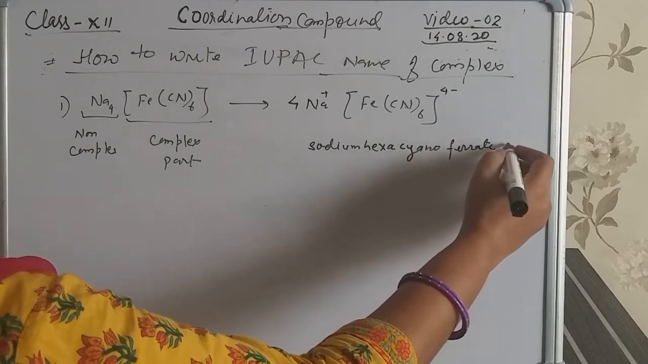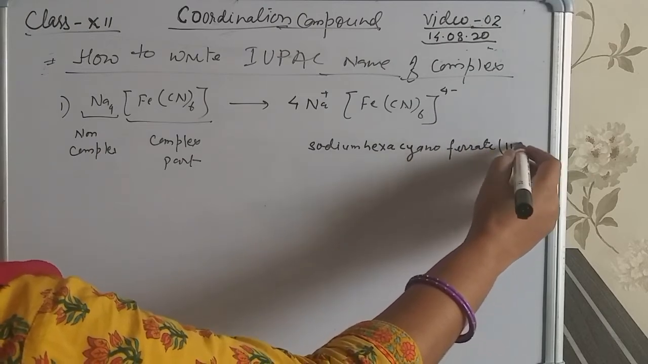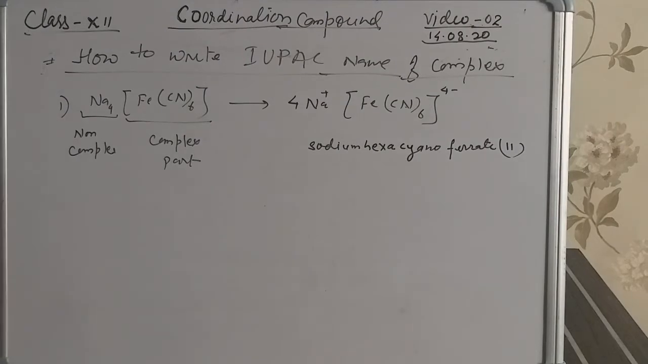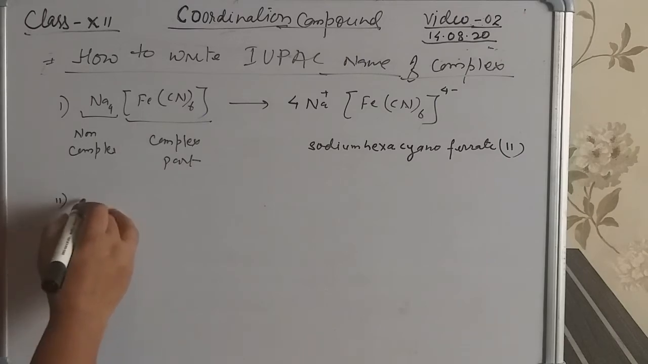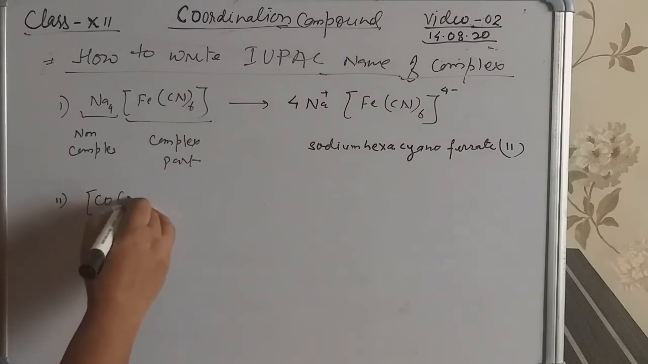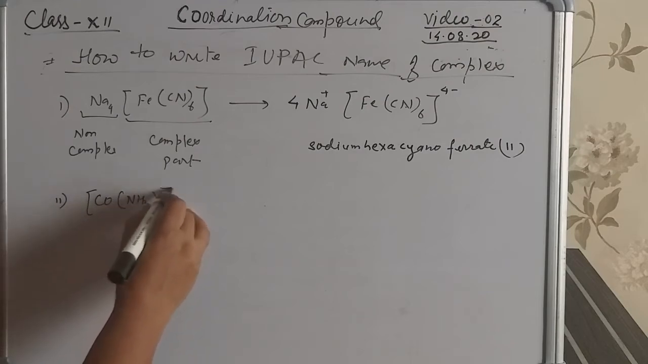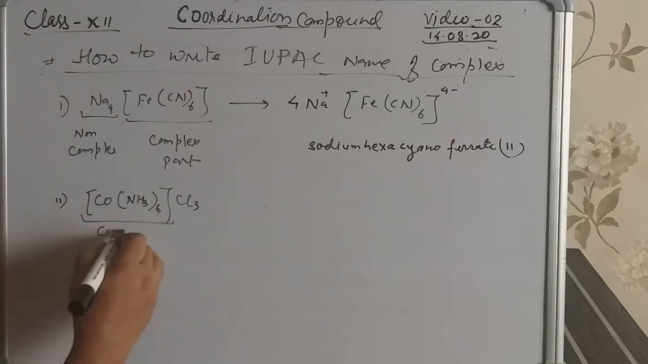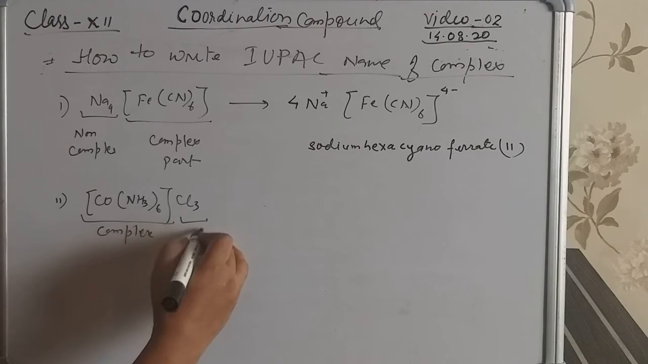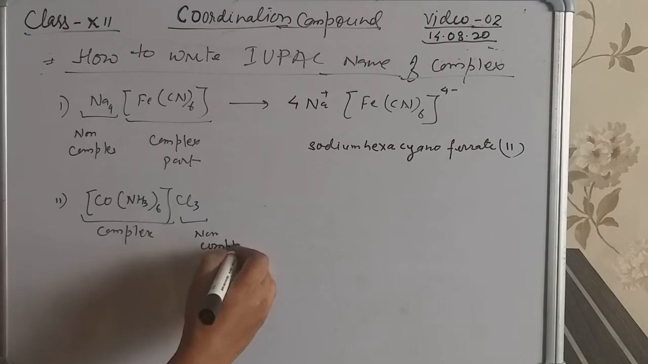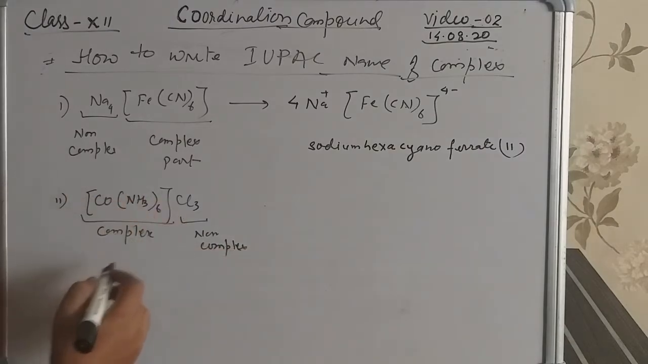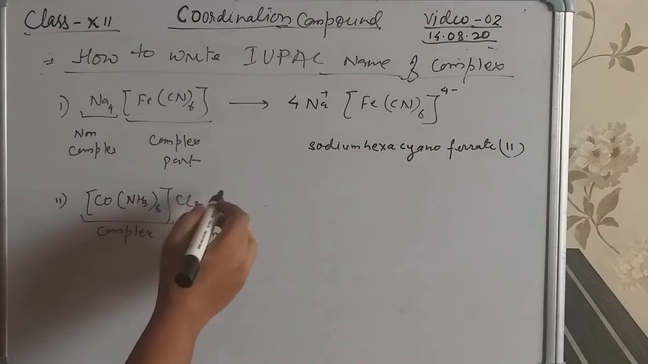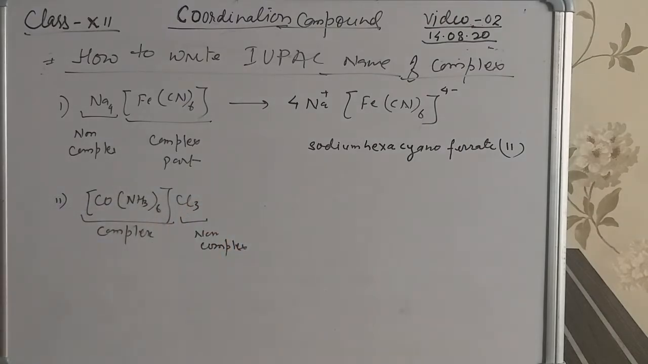Then after we use the oxidation number in Roman numerals. In this way you can write the name of so many compounds. Next one: suppose the name of [Co(NH3)6]Cl3, where [Co(NH3)6] is your complex part and Cl3 is your non-complex part. So the cationic part is complex and the anionic part is non-complex. So how can we write the name?